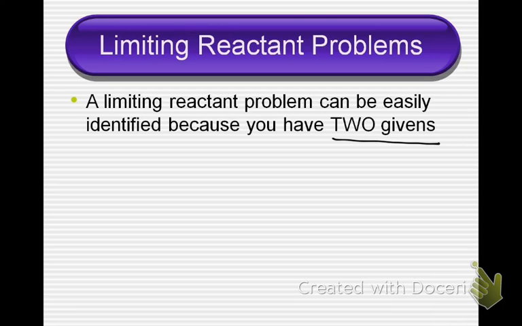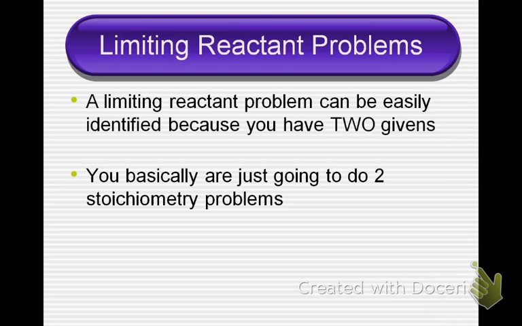With a limiting reactant problem, you'll see 2 different givens. So you've got 15 grams of sodium carbonate and 3 grams of hydrochloric acid. How much sodium chloride would you produce? With 2 things like that, you're going to have to do 2 separate stoichiometry problems. So all limiting reactant problems really are is just 2 stoichiometry problems in one. So you'll do 2 grams to moles, eventually to grams conversions.